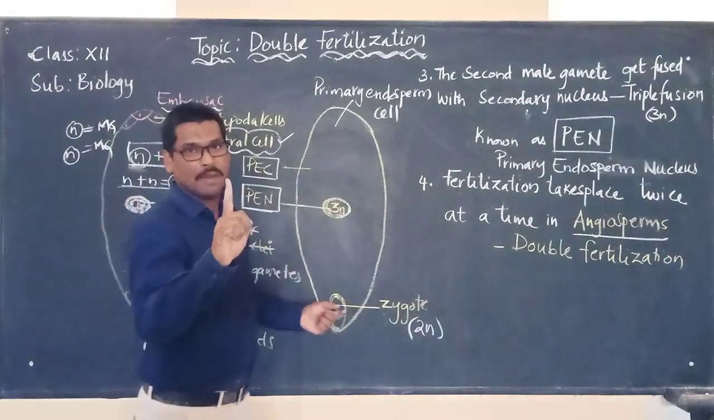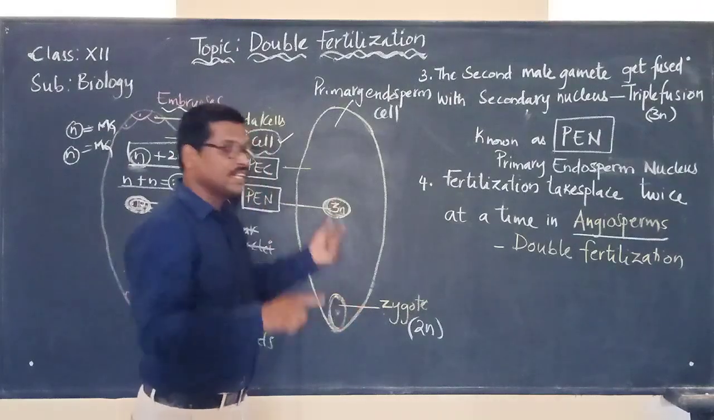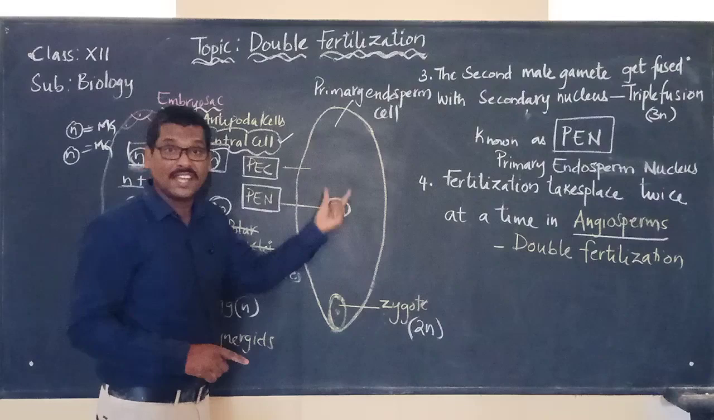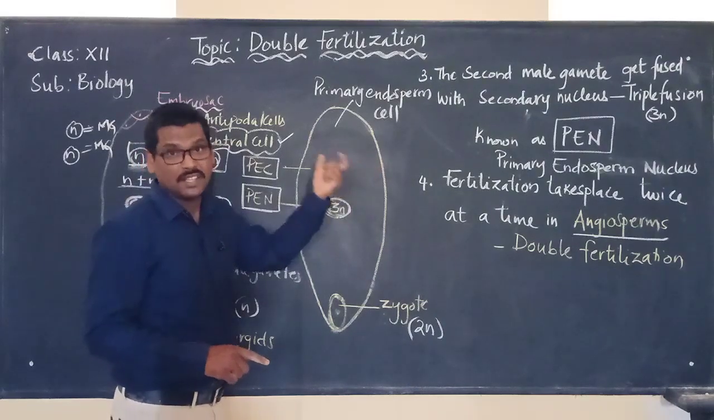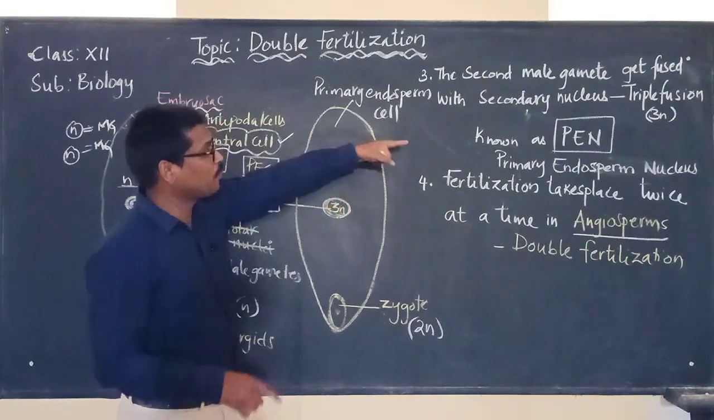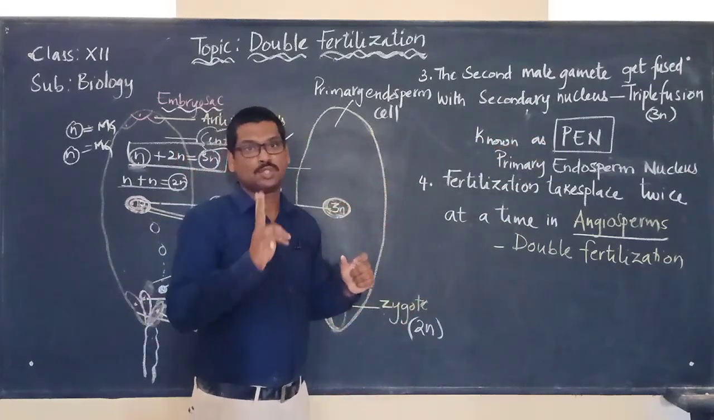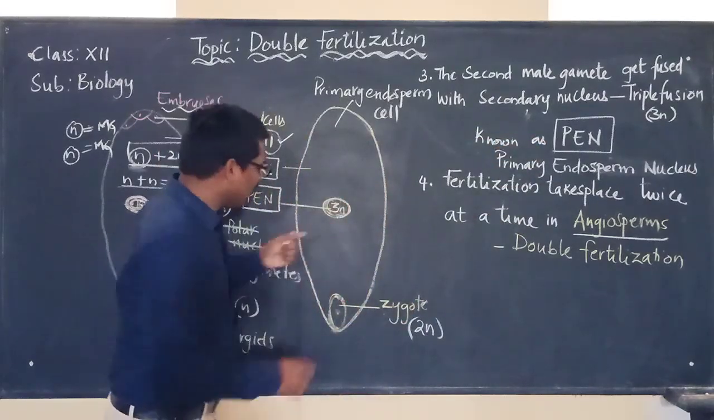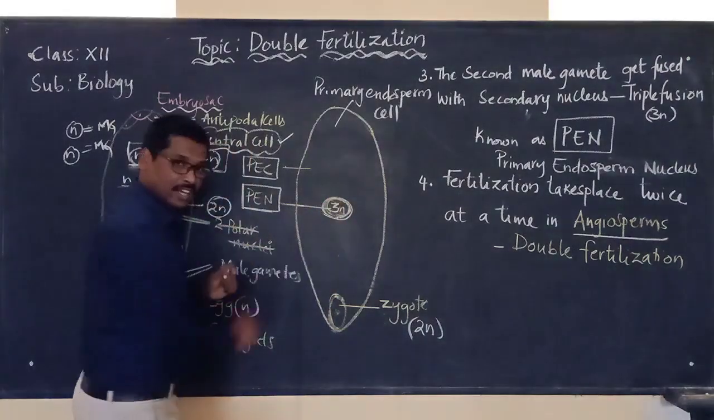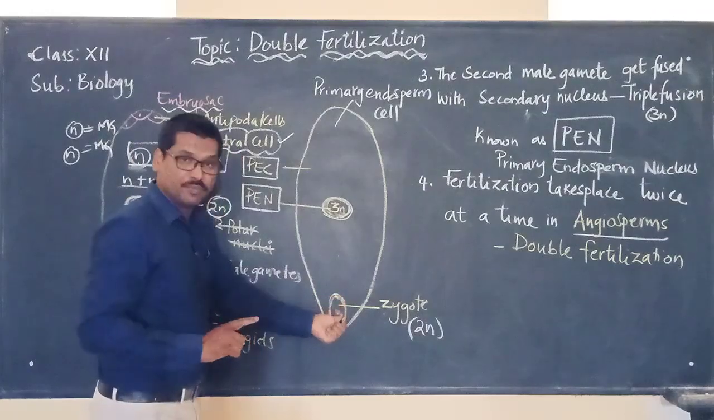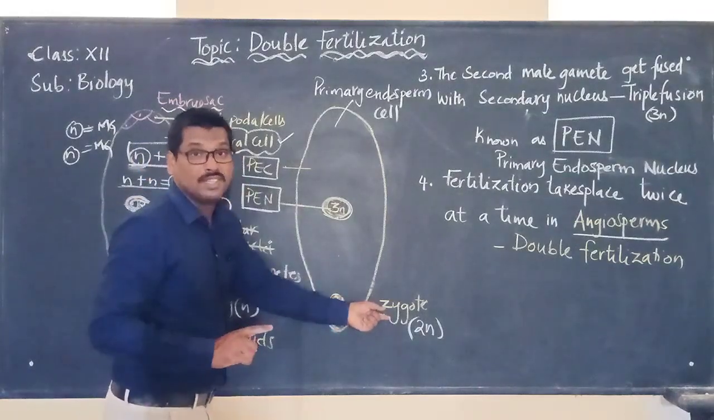Another fertilization is the fusion of the second male gamete with the secondary nucleus, which is called triple fusion. So this process, together, we call double fertilization. Two fertilizations occurred now. One male gamete fused with the secondary nucleus to form the primary endosperm nucleus. One male gamete fused with the egg to form the zygote.